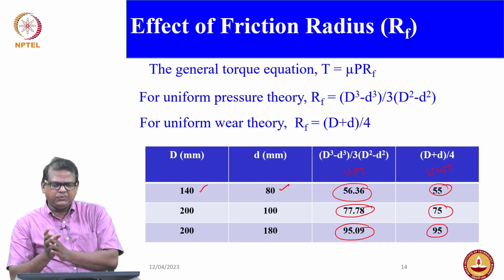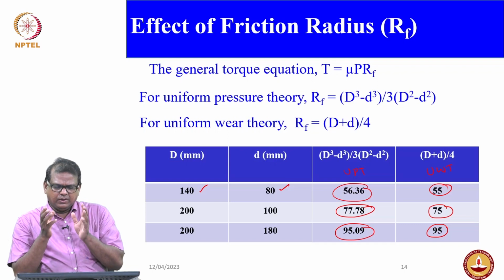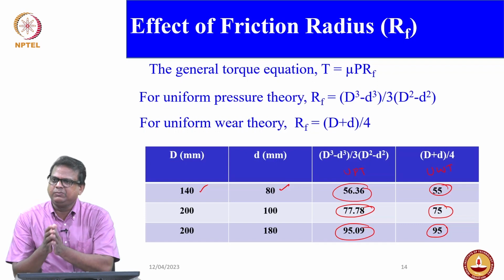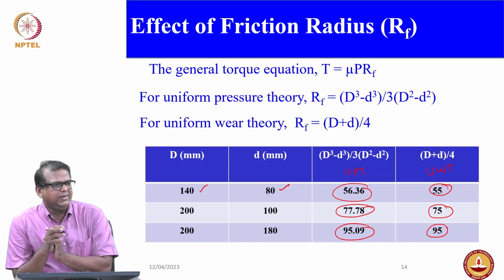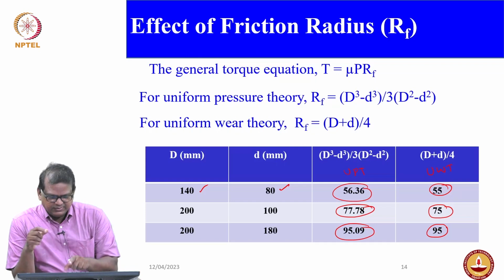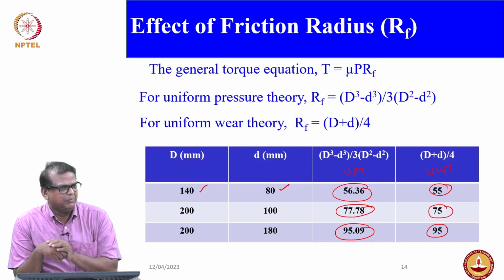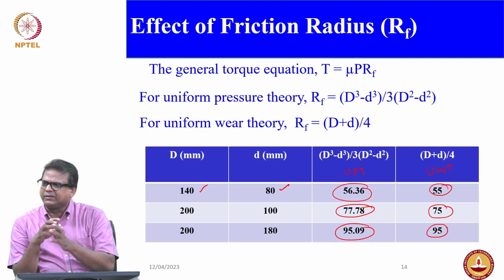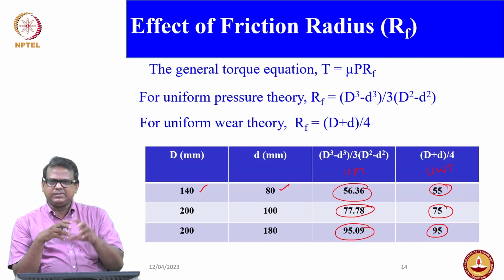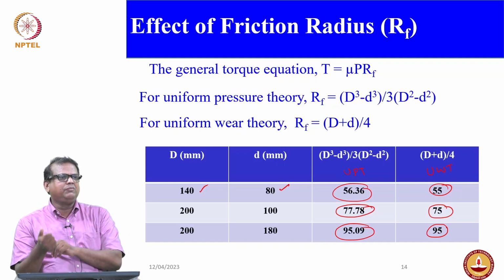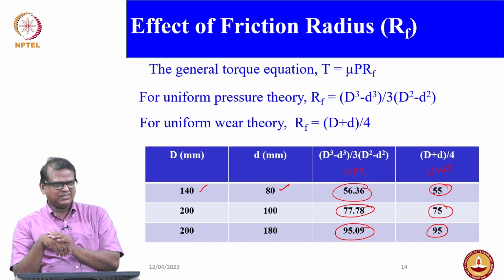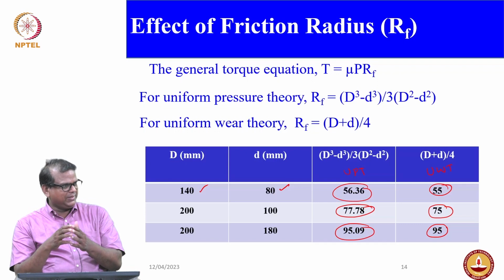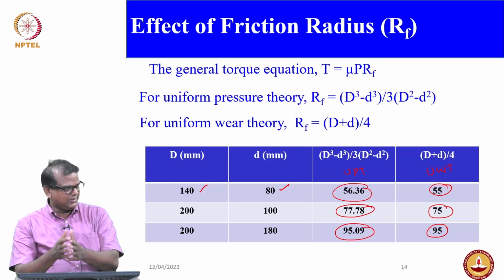What is your observation? What do you see? Do you find any difference between uniform wear theory and uniform pressure theory with respect to frictional radius or effective radius? There is a small increase for uniform pressure theory, okay. There are small incremental differences. How about torque? Which one would you expect to give more torque, under uniform pressure theory or uniform wear theory? That is a question. Uniform pressure theory will give you maximum torque, okay. So obviously, uniform wear theory will have a lesser torque.